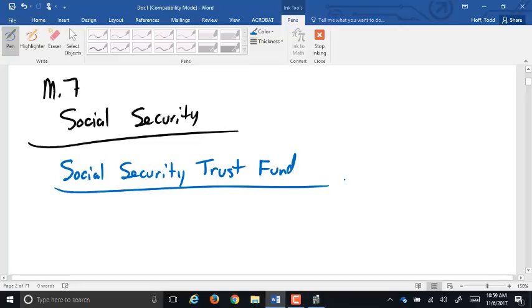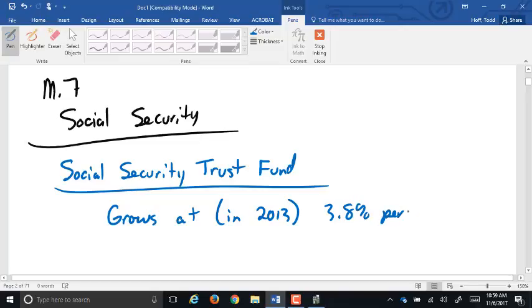This is the money that has been invested. The money that's been collected in Social Security taxes that the government has invested with hopes of keeping the Social Security system operating. That grows at a rate. Currently in 2013, that balance was growing at a rate of 3.8% per year.